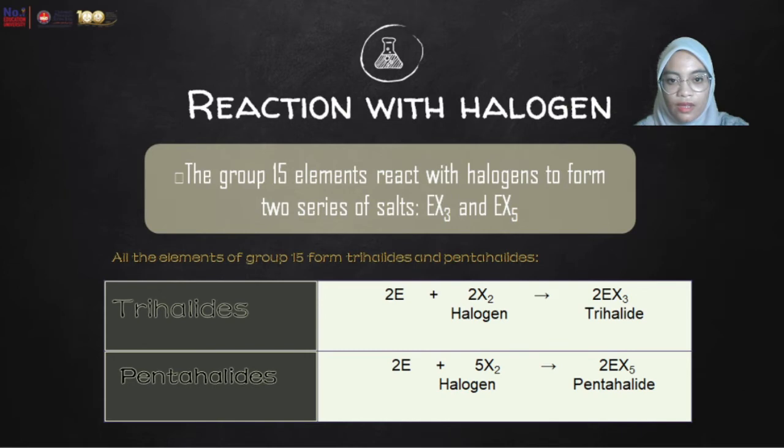Next, reaction with halogen. The group 15 elements react with halogens to form two series of halides, EX3 and EX5. However, nitrogen does not form NX5 as it lacks d orbitals. All the trihalides except NCl3 are stable. All the elements of group 15 form trihalides and pentahalides. Pentahalides are more covalent than trihalides because the elements in higher oxidation states have more polarizing power.